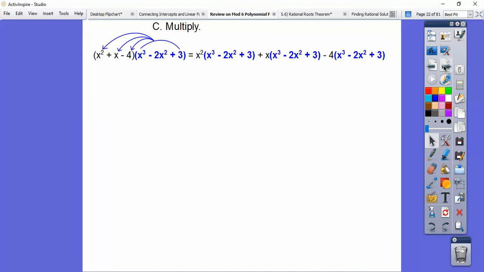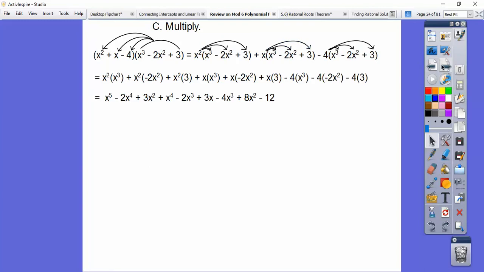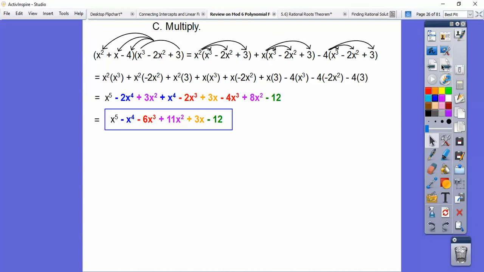Here I'm going to distribute this x through. x squared times x cubed, and then x times all of these, and then negative 4 times all of these. So that gets me to that. This is going to be x to the 5th because I add those exponents. It's going to be a negative 2x to the 4th, and so on. So it gets me to there. Then I grouped all the like terms with the same color. All the blueies, all the purplies, all the reddies are like terms. So you should get something like that.